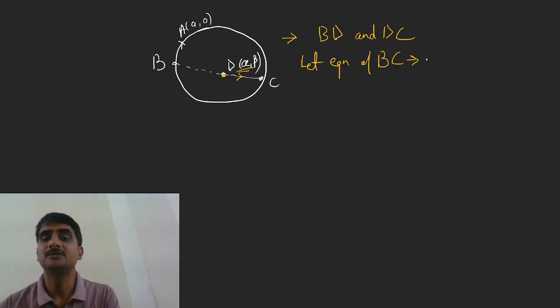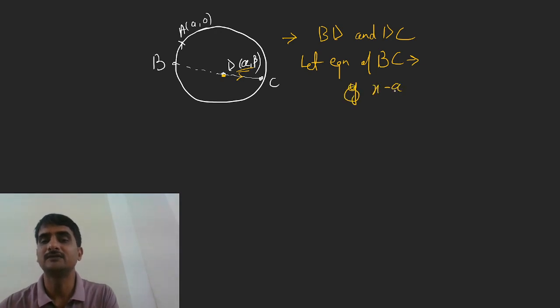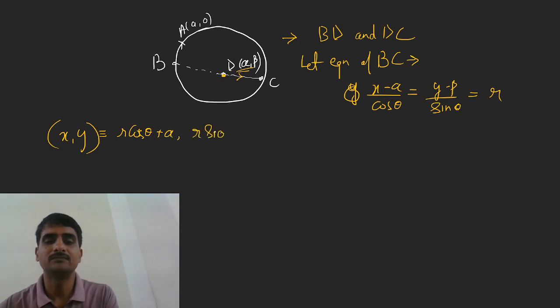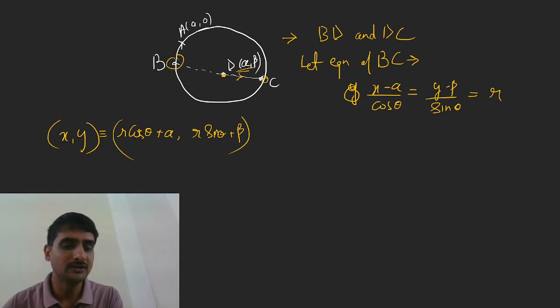So what shall I write? In parametric form, of course, (x minus alpha) by cos theta equals (y minus beta) by sine theta equals r. So here any point on the line x comma y can be written as r cos theta plus alpha and r sine theta plus beta. Now since B and C are two points on the circle, let us satisfy this in the equation of the circle.